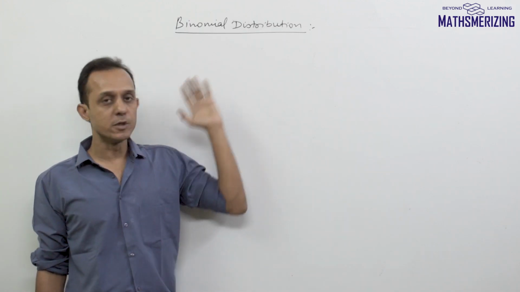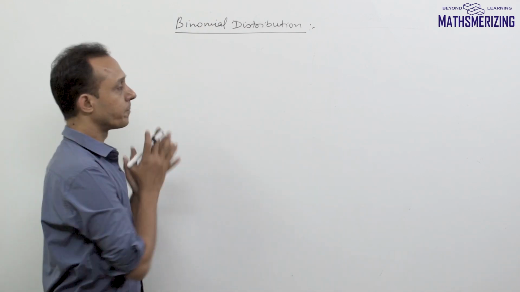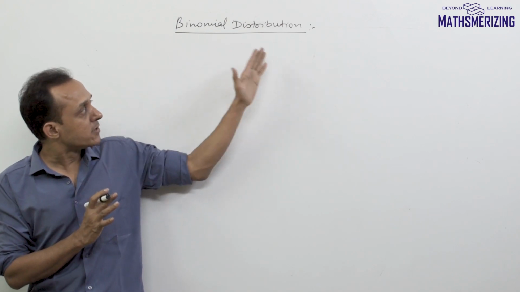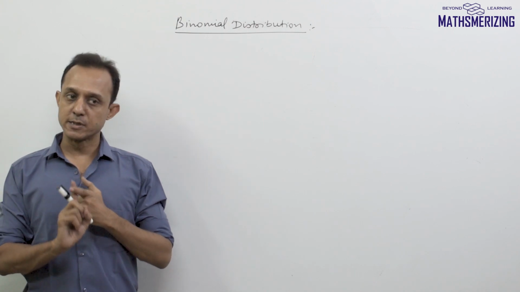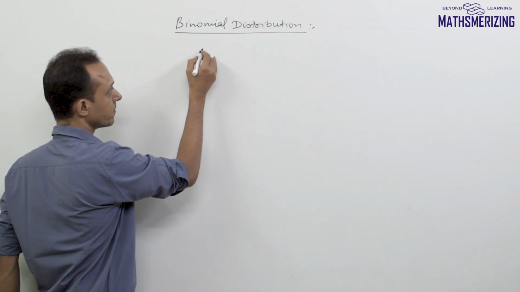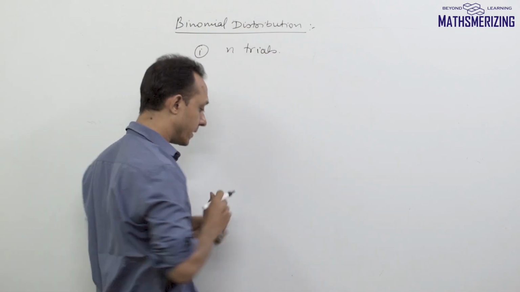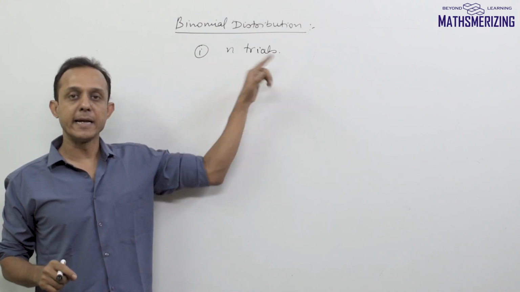Though we study binomial distribution in great detail in probability, we'll just make a reference to it here, and we'll try and understand when exactly a random experiment is going to follow a binomial distribution. So a random experiment will follow a binomial distribution if it satisfies the three given conditions. First, there should be n trials. That is, there should be something which should repeat n times.